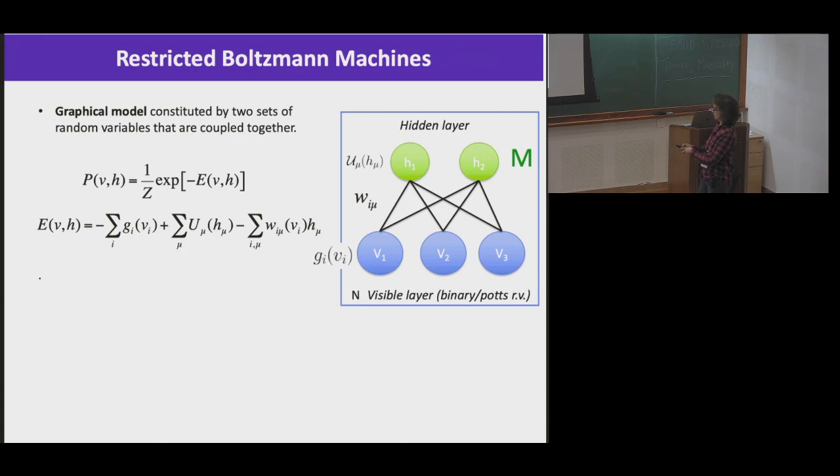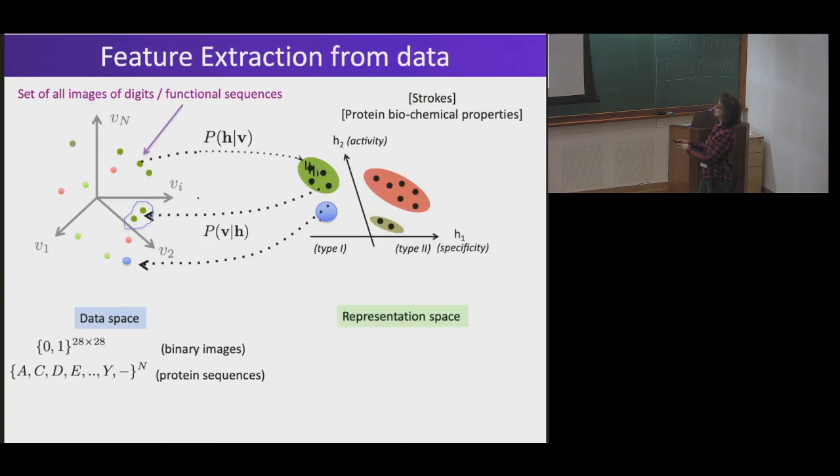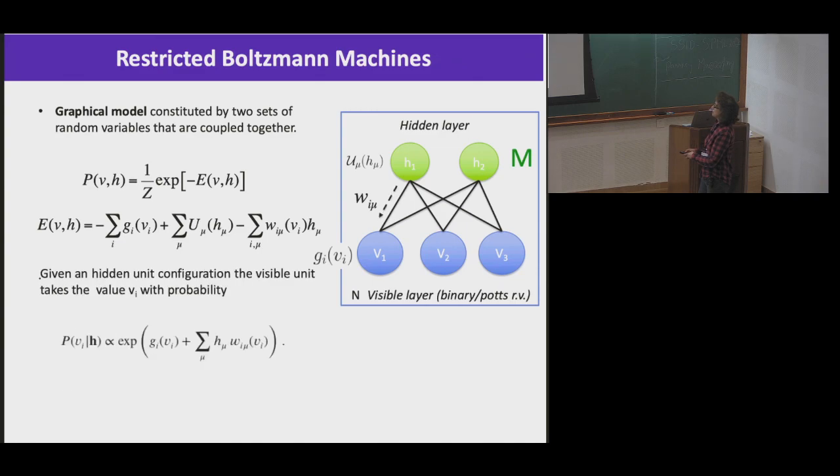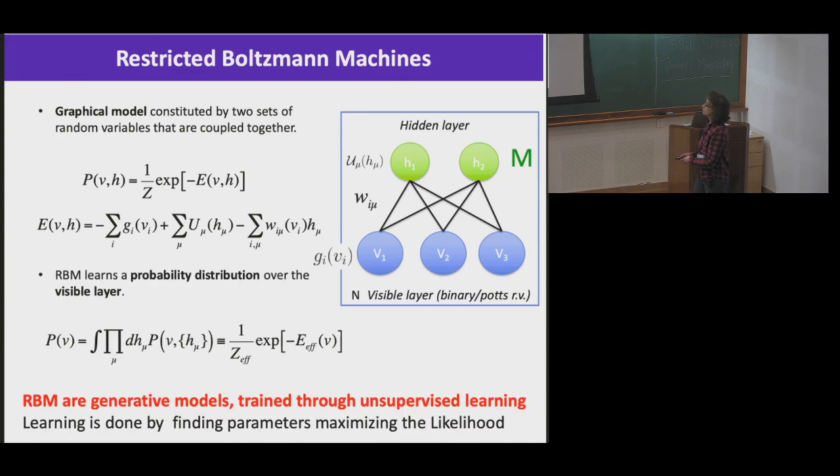So you can have both the probability of activating a hidden unit given a visible configuration, and the probability of generating a visible configuration given a hidden units configuration. And then, how do you learn these parameters? Parameters basically are these weights parameters here, and these input fields.